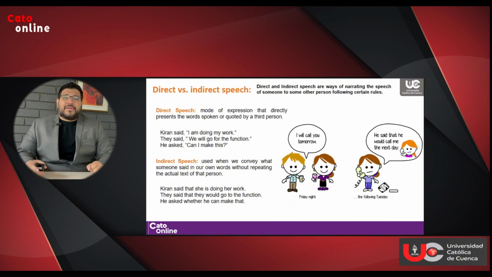As you see in here, the direct speech says, "I will call you tomorrow," okay? But the following Tuesday, he never called her, and then she tells her friend, "Okay, he said that he will call me tomorrow, the next day." Oh, that's very sad. So that is how you can understand the first principle of pragmatics.